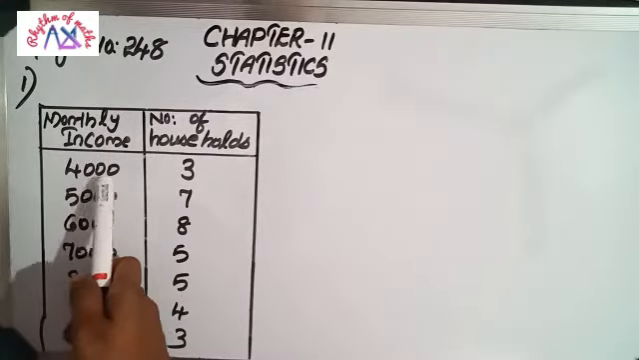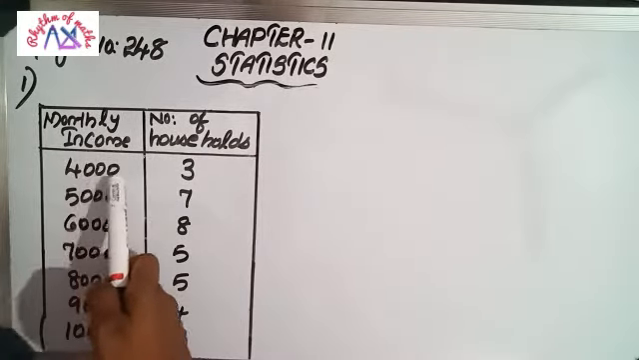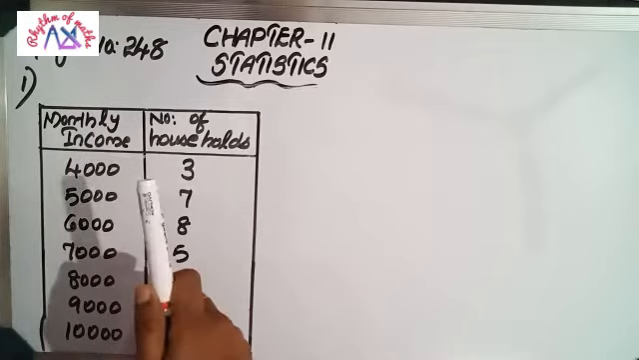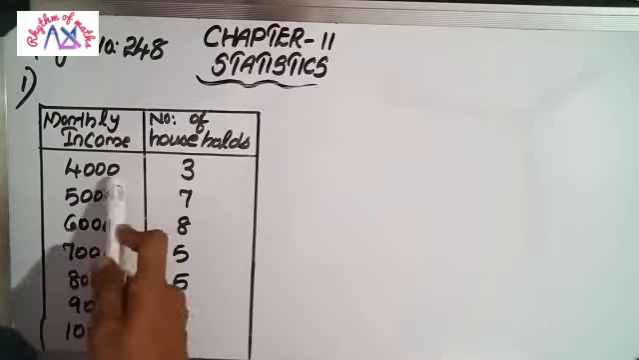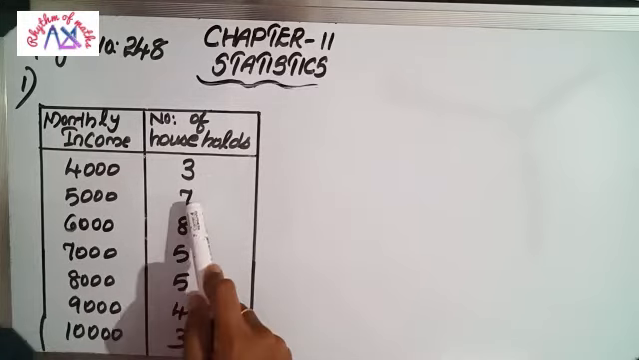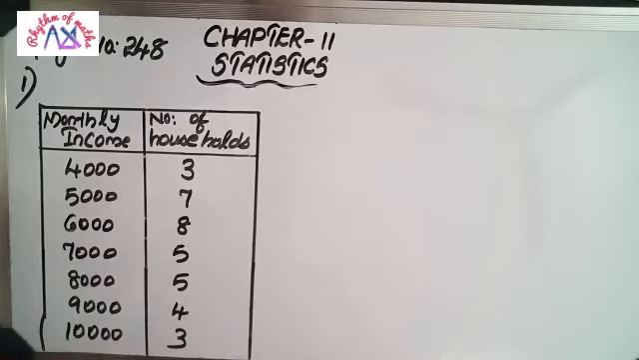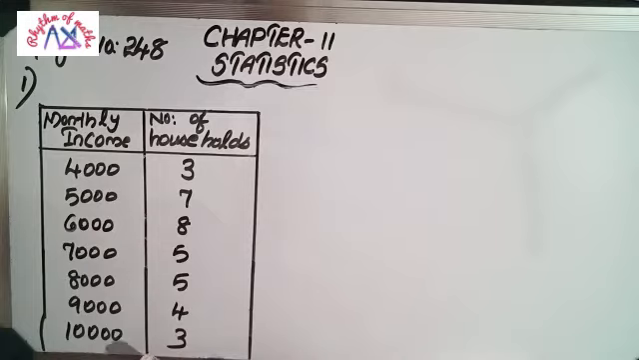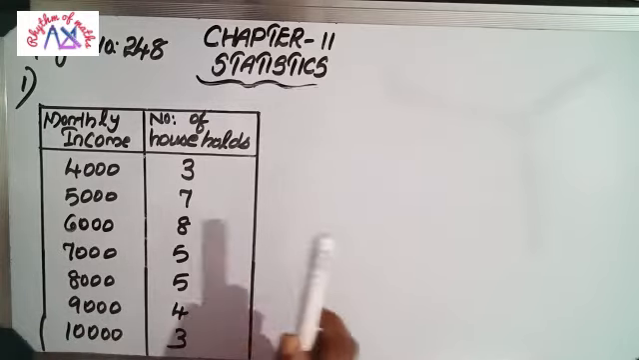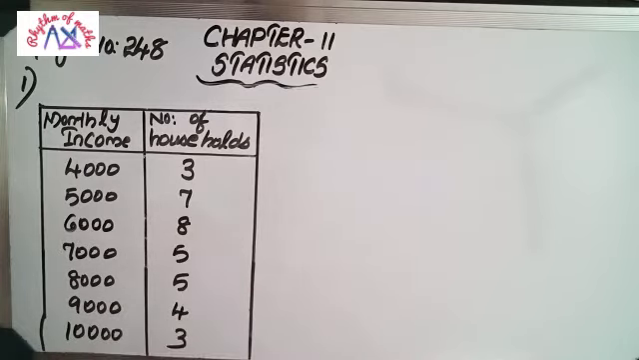So 4,000 monthly income: how many families are getting 4,000? 3 families. 3 families are getting 4,000 rupees as monthly income. Then 7 families are getting 5,000 rupees as monthly income. Then 8 families are getting 6,000 as monthly income. That is the order. We have to find the median monthly income. Mean is not needed, only median is enough.